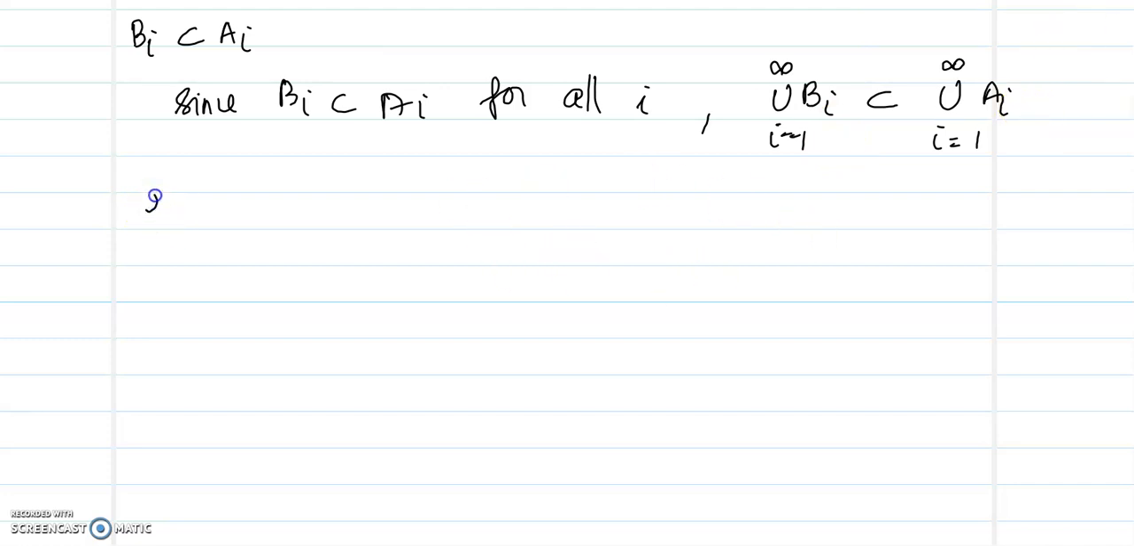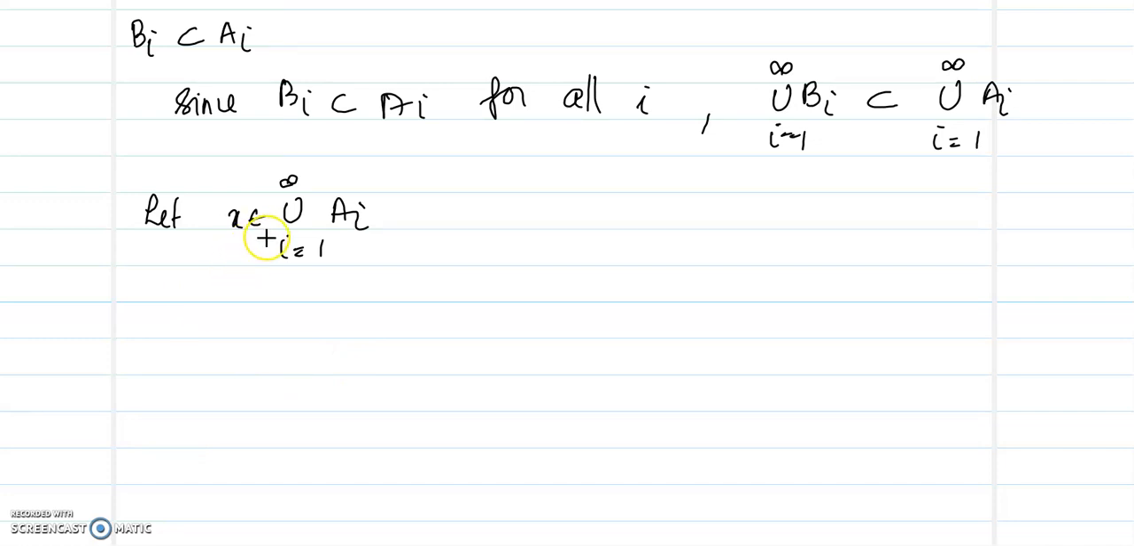So let us take x belongs to union i equal to 1 to infinity ai. We'll show that x is also contained in union bi. So union ai will be contained in union bi. So combining both the results, we can say that the unions are equal.